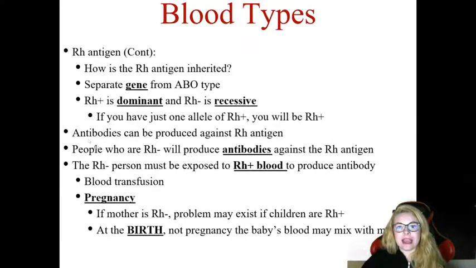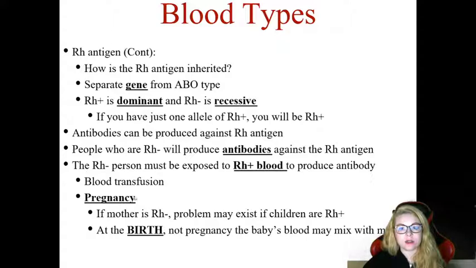All right, so antibodies can be produced against an Rh antigen. So people who are Rh negative will produce antibodies against the Rh antigen. The Rh negative person has to be exposed to Rh positive blood in order to produce that antibody. And so this can happen through a blood transfusion if you need a bag of blood, or this can happen in pregnancy.